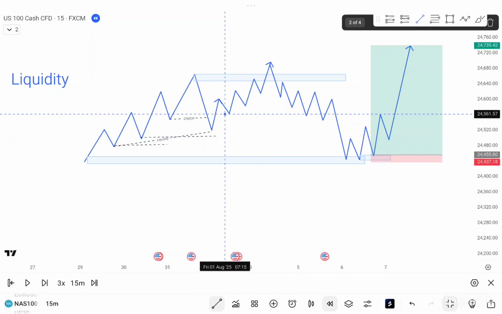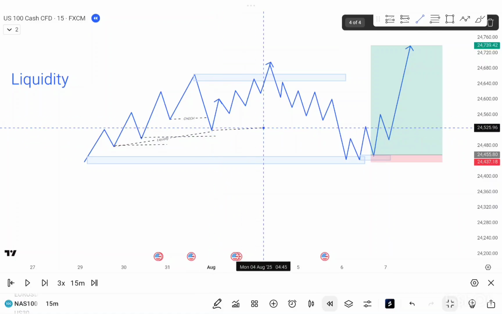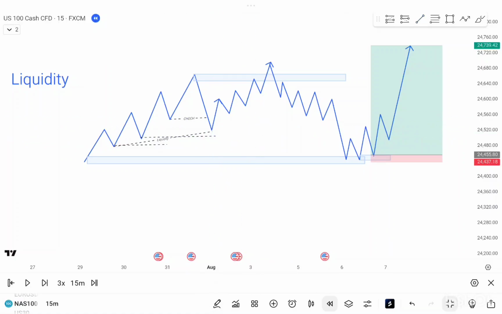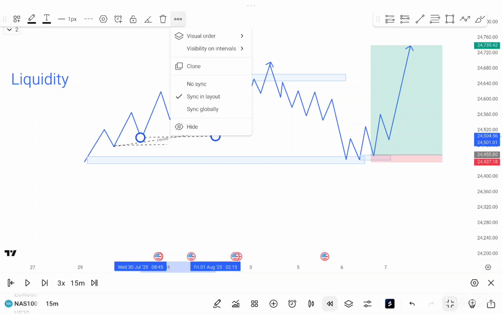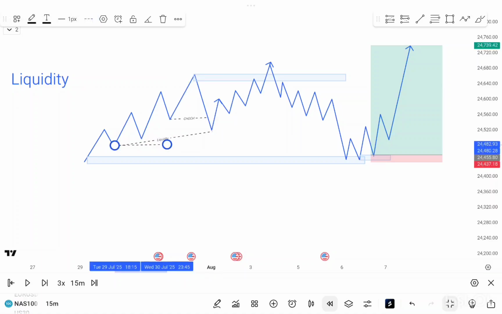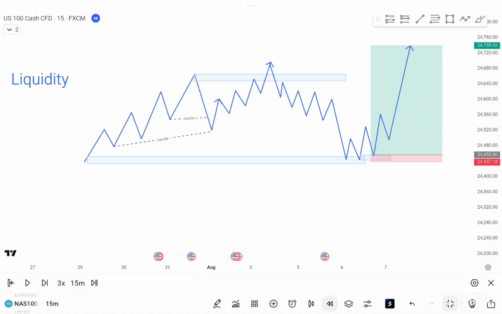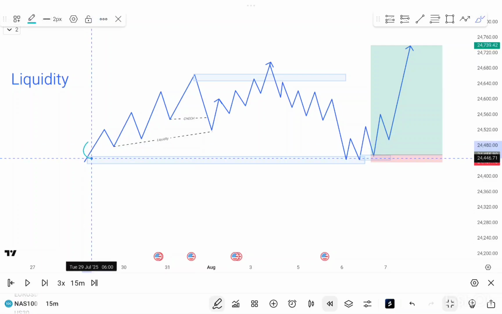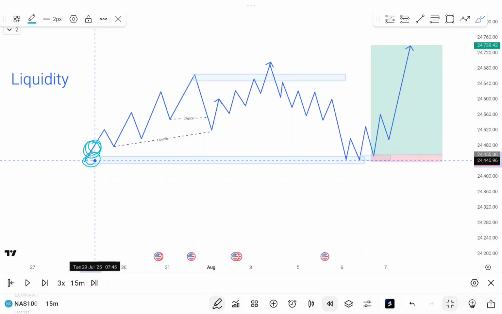The buyers, the early buyers, it tries to take them out and also return to its point of origin to fulfill and balance the market because there's assumed to be an imbalance at this point here, and there's another block at this point here.